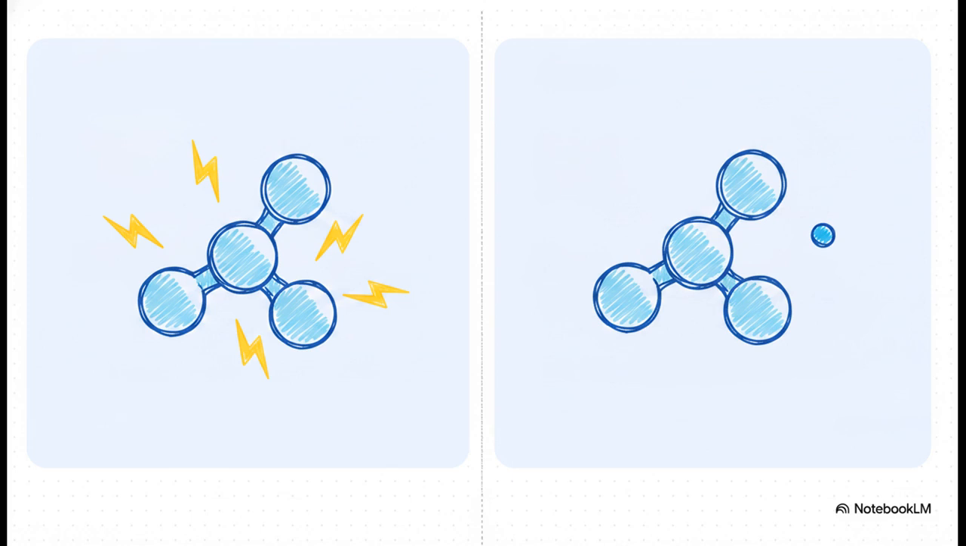On the other hand, we have a radical. A radical is totally uncharged. Its defining feature is simply that it possesses an unpaired valence electron. Don't mix those two up.